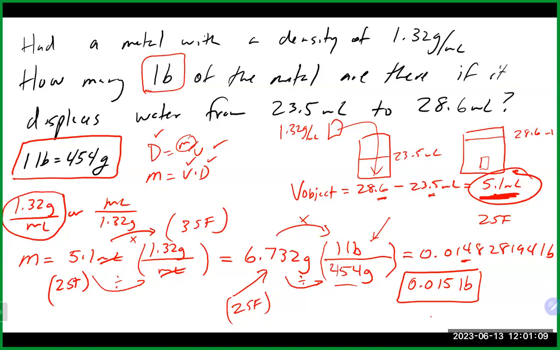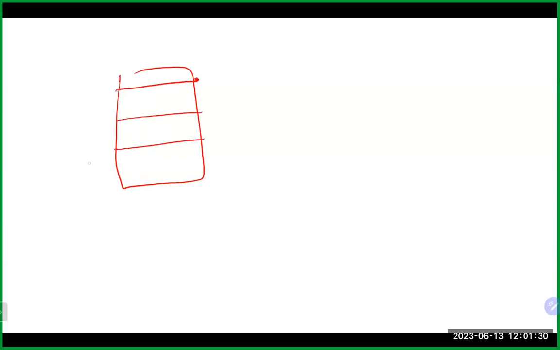Density, obviously, if something is more dense than water, it will sink. If something is less dense than water, it will float. If we have liquids at different densities, what happens when we put them together? They will separate out, yes? The most dense liquid would be down here, and the least dense would be up here.